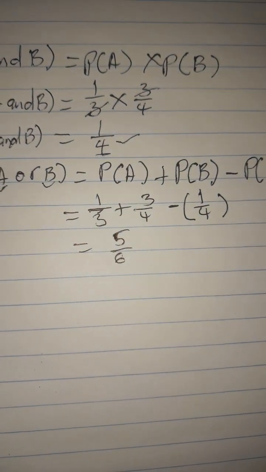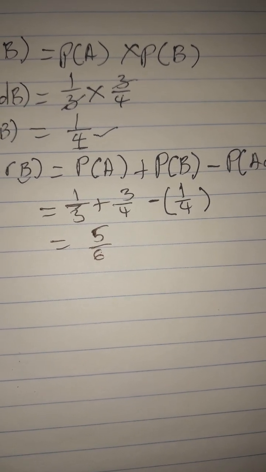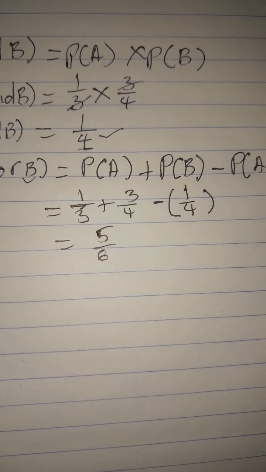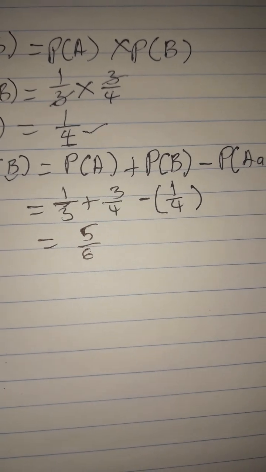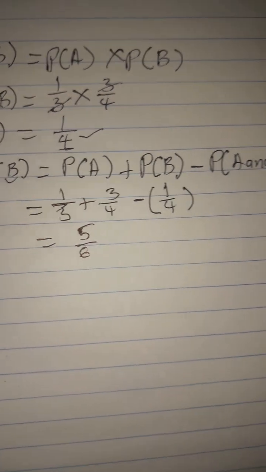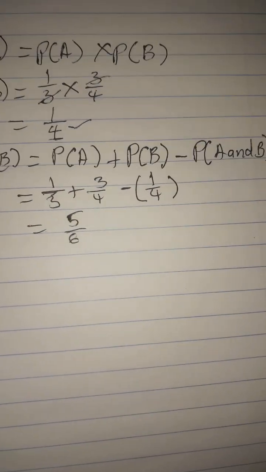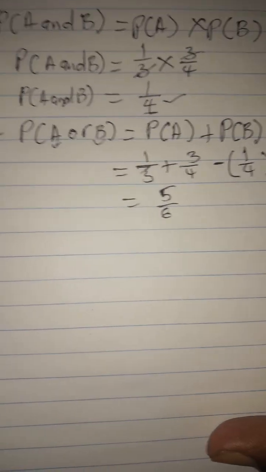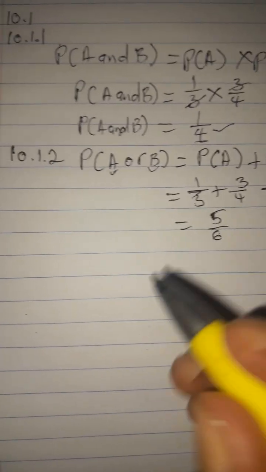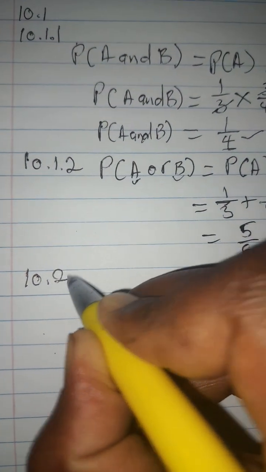So the solution is 5/6. Another way would be, since it's at least, you can just say 1 minus the intersection. The intersection was 1/4, 1 minus 1/4. No, it doesn't work in that manner. So I'm wrong. So I prefer that. Let's use this one. Yes. So our solution is 5/6, or you can use other alternative methods. So we are on safe mode. So let's go to 10.2.